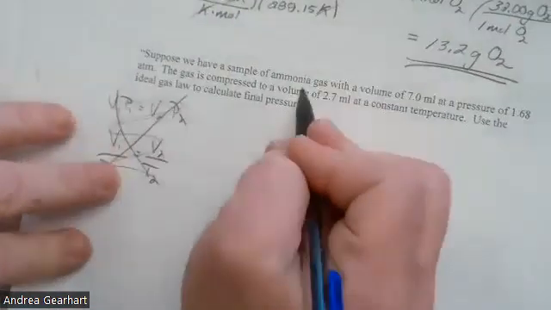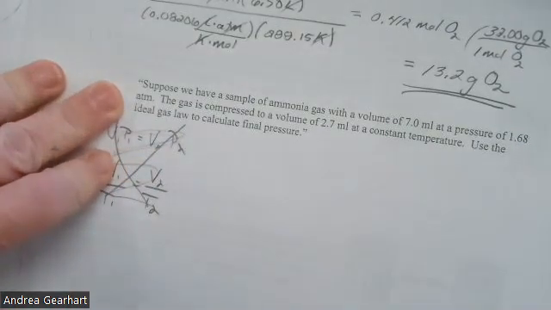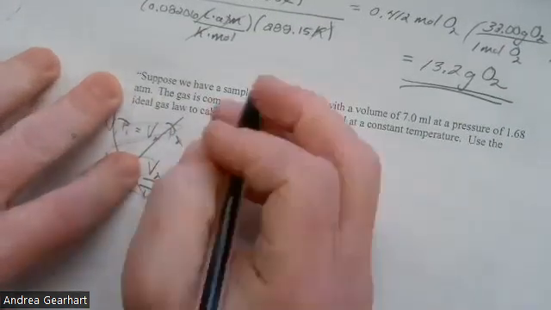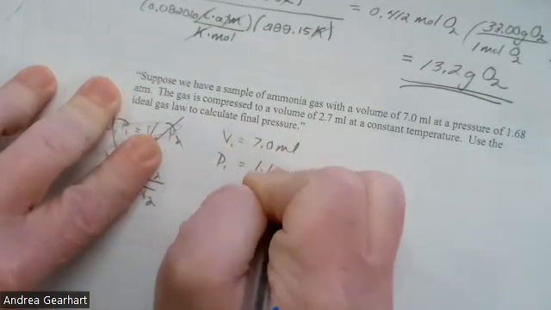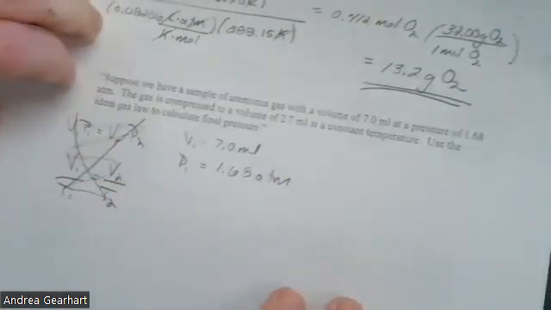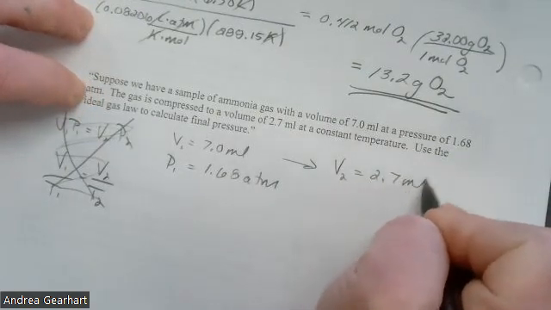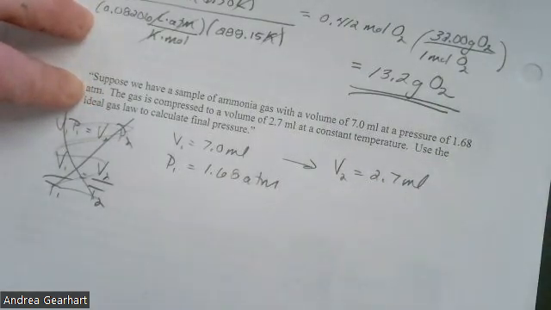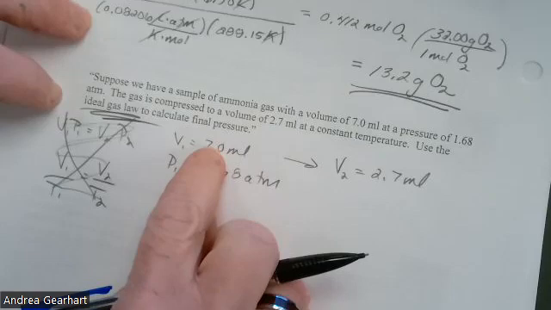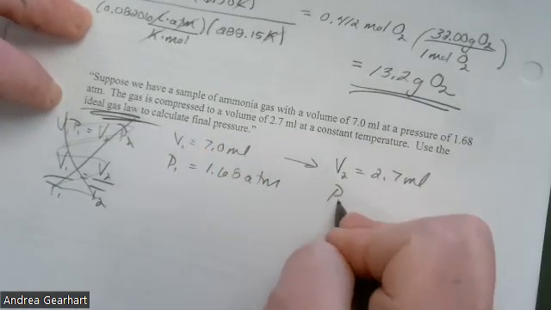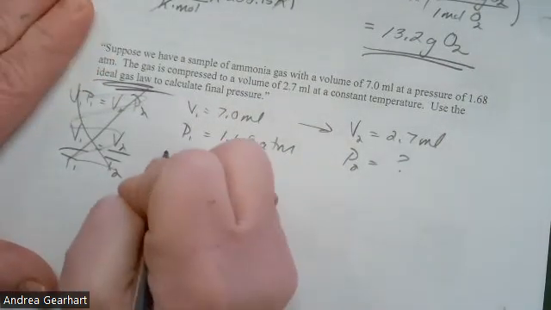Okay, suppose we have ammonia with a volume of 7 mL at a pressure of 1.68 atm. I'd never ask you to write down givens. I'm just going to, for the sake of illustration here. All right, the gas is compressed. So my next volume is 2.7 milliliters at constant temperature. Use the ideal gas law to calculate the final pressure.